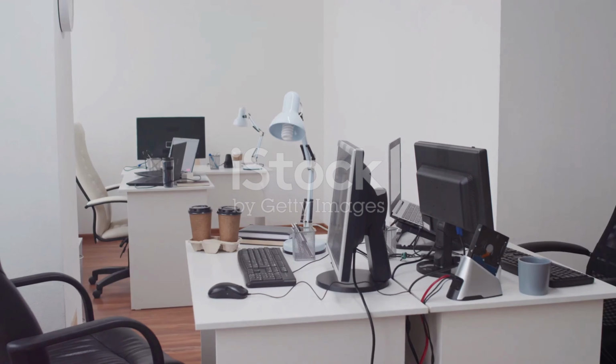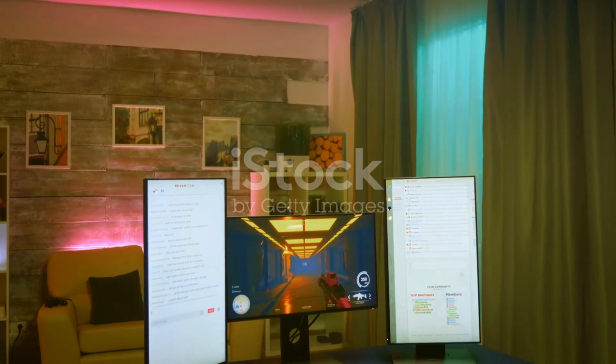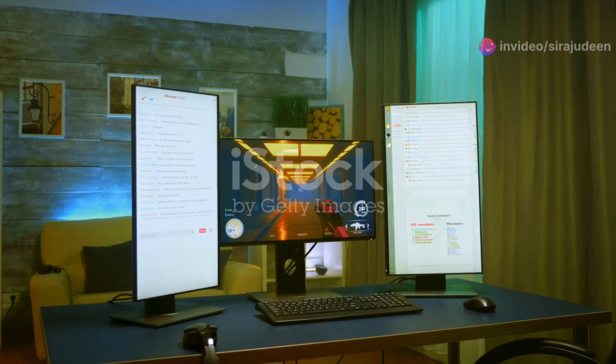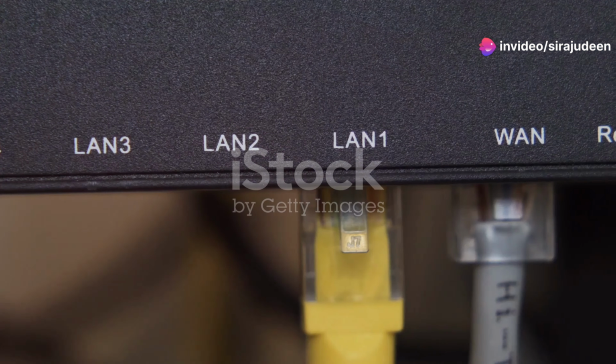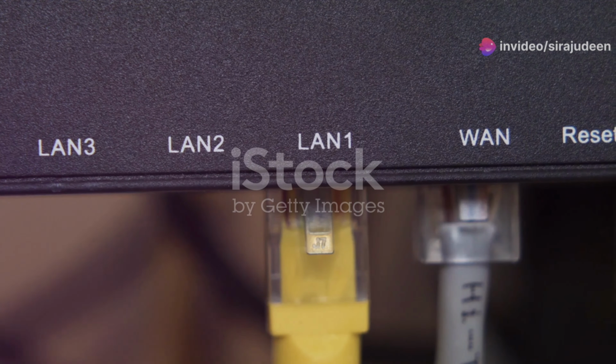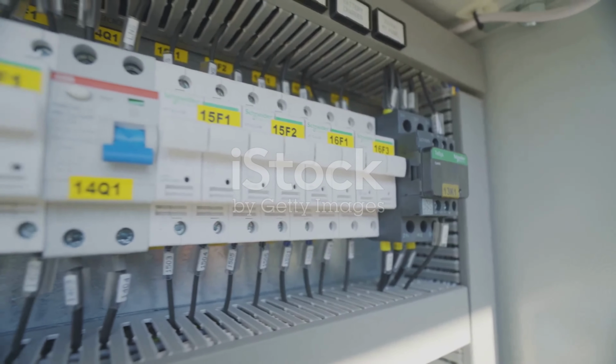Now, consider the other essentials. We have desktop computers that generally consume around 150 to 300 watts each, monitors that add another 20 to 60 watts, and don't forget about the network devices like routers and switches, which also draw power continuously.